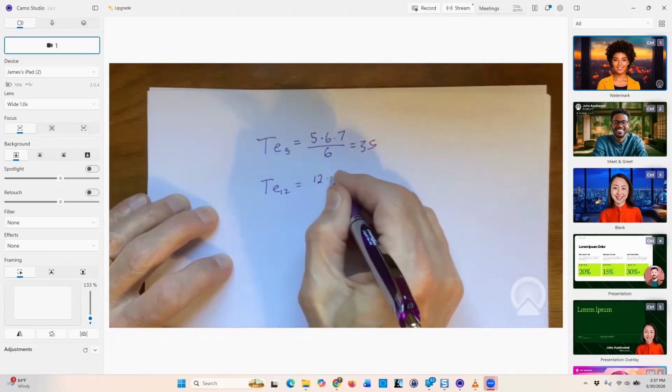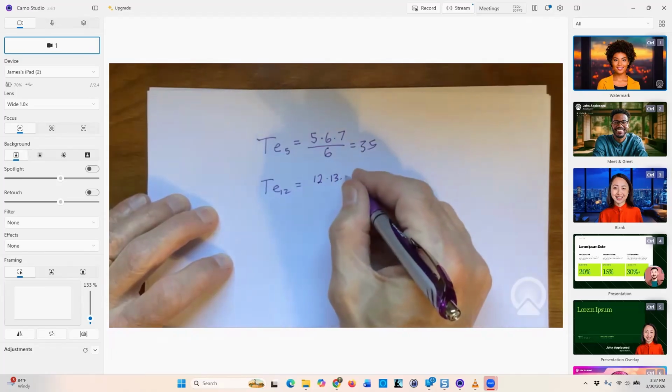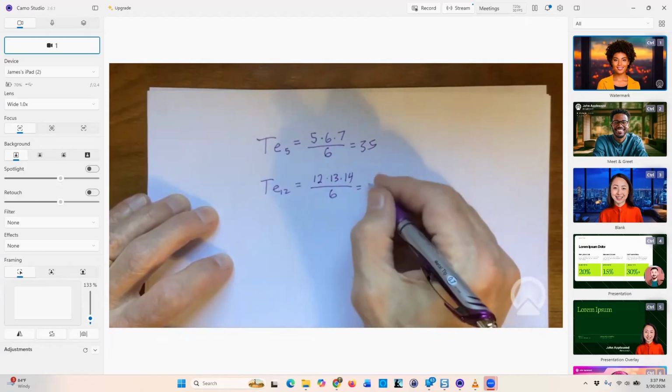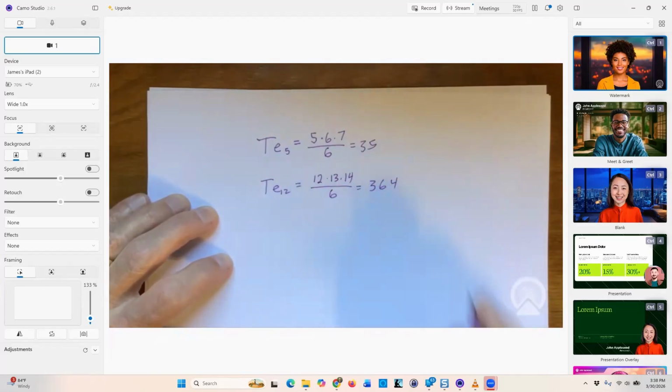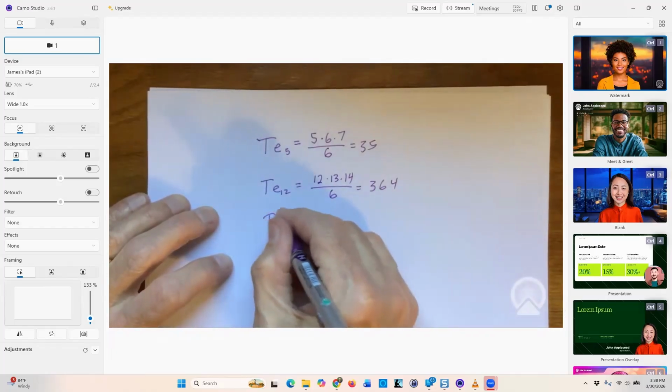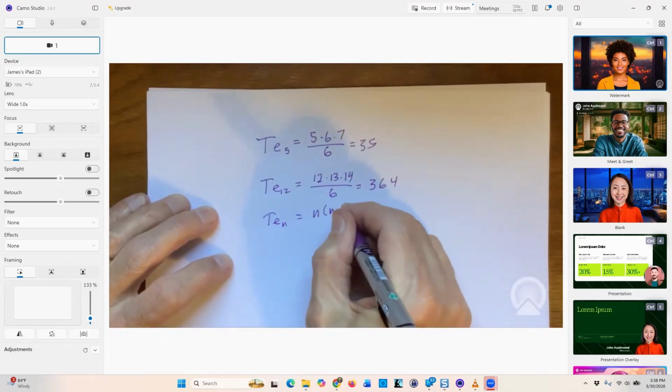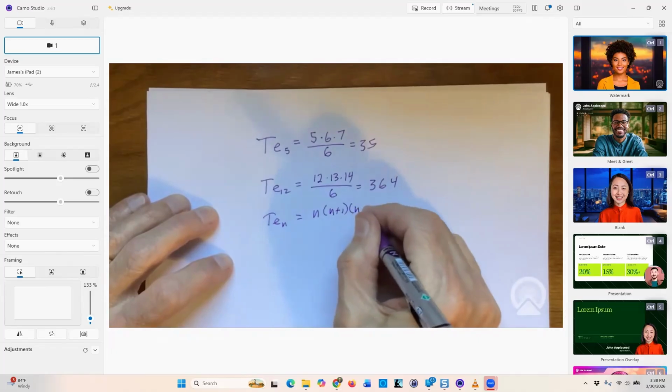This would be 12 times 12 plus 1 times 12 plus 2, divided by 6, and you can do mental math on that. You get 364. And finally, the general formula for the nth tetrahedral number will be n times n plus 1 times n plus 2, divided by 6.